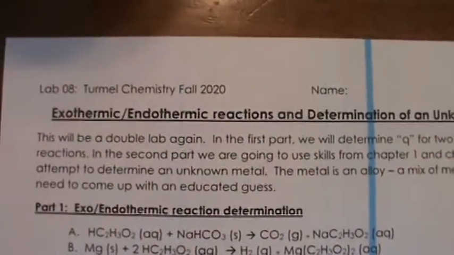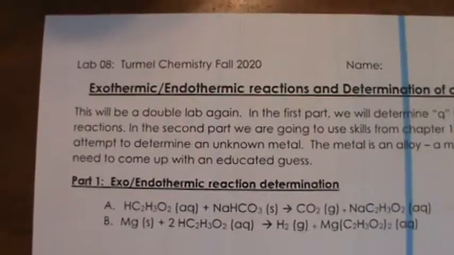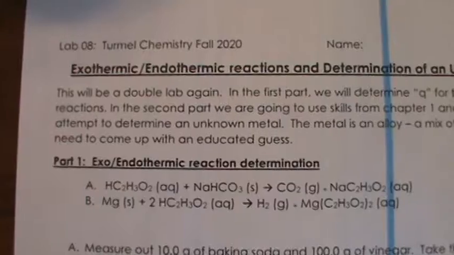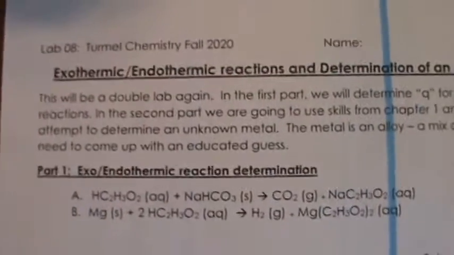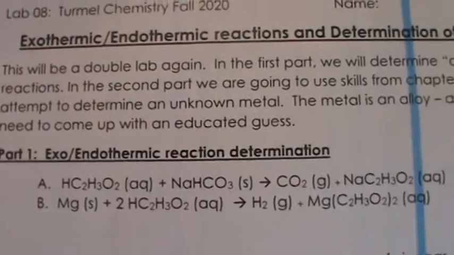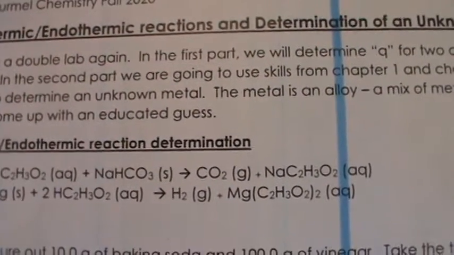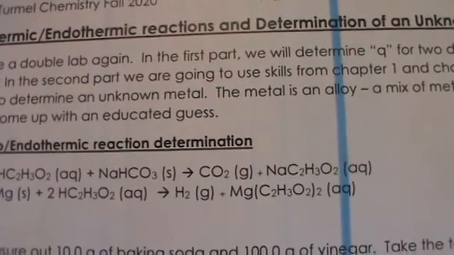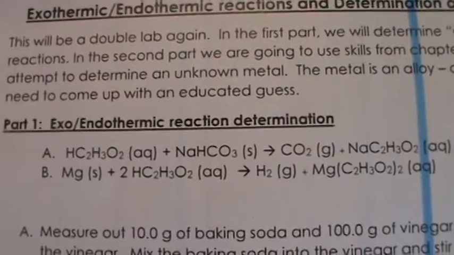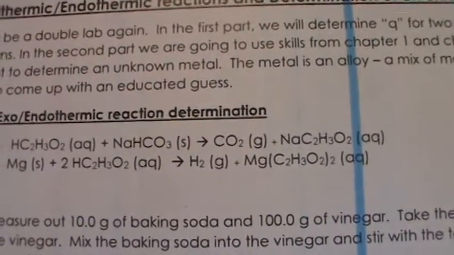Welcome to Lab 8. This is for thermochemistry. Part 1 of this lab is going to be exo- and endothermic reaction determination. We're going to do 2 reactions. One is acetic acid plus sodium bicarbonate yields carbon dioxide and sodium acetate. And the second one is magnesium plus acetic acid yields hydrogen gas and magnesium acetate.